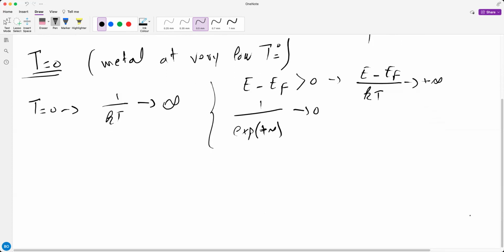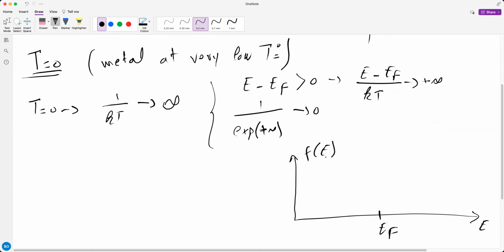So if I do the following, this is the energy. This is the Fermi level, Fermi energy. And this is the probability of occupation. Please follow here. I have obviously two cases: either energies smaller than EF or energies bigger than EF, or of course E equal EF.